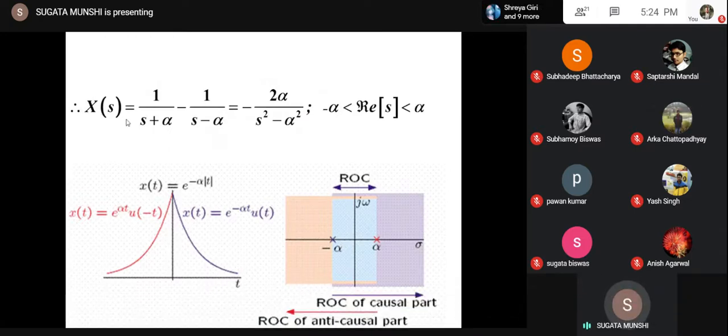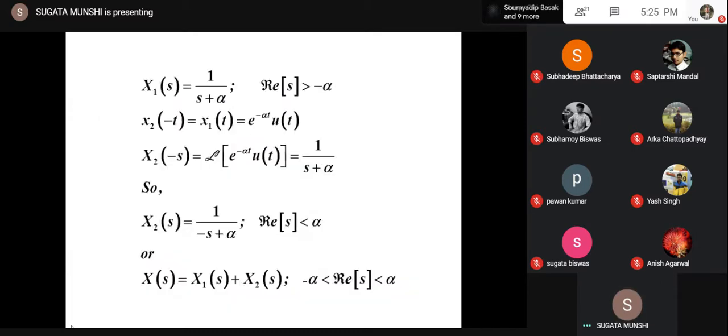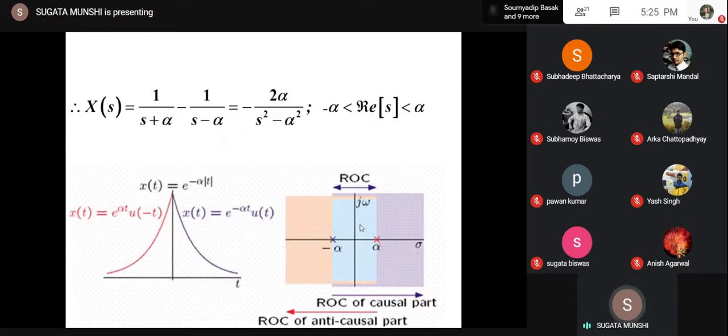That is therefore xs. Just 1 minute. X2 minus s, x2s, all right. So this is xs, and that is the region of convergence. So for the causal component, the region of convergence for the Laplace transform starts from sigma equal to minus alpha and extends rightward, shown by this arrow, up to sigma equal to plus infinity. All right, for the causal component.